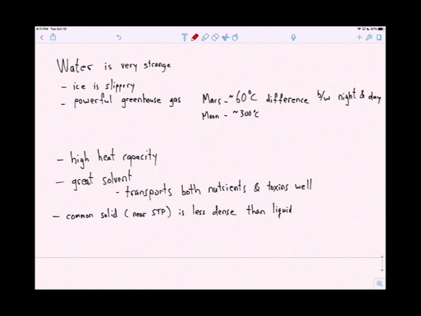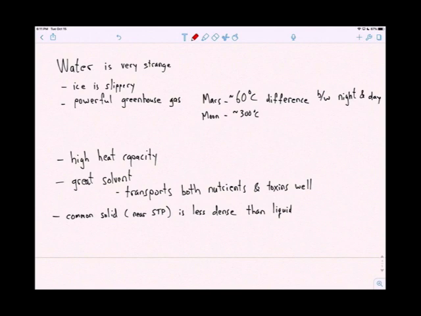There's a thin liquid layer on ice, and that liquid layer depends on the temperature. So close to freezing, it's a relatively thick liquid layer, and then as it gets colder, that liquid layer decreases, eventually goes away. So that's the real reason why ice is slippery.